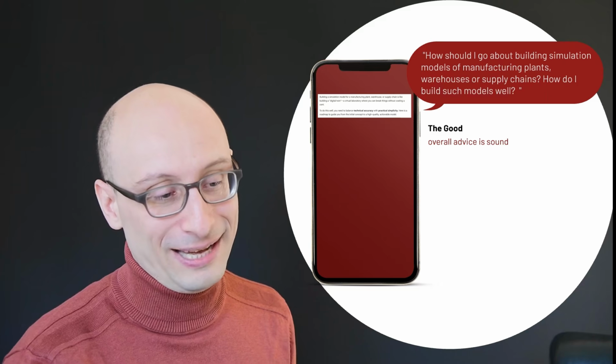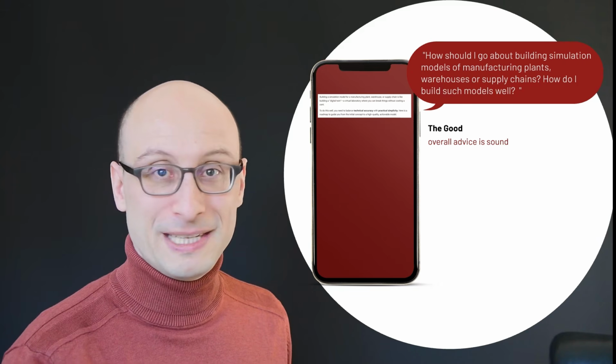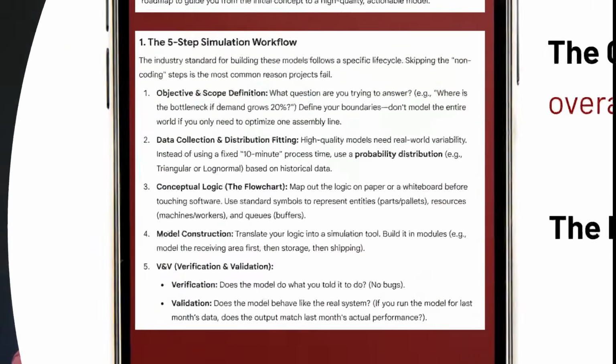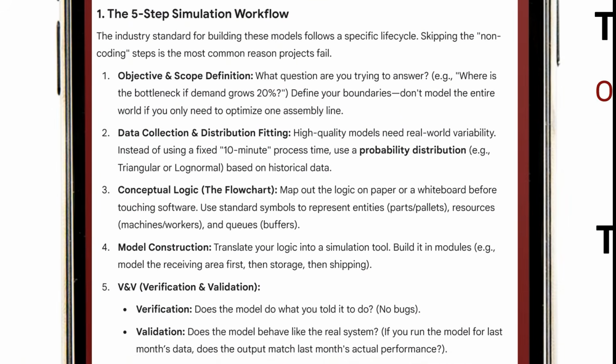It's okay. You need to balance detail with speed, but it gets worse as usual. And now it comes up with a 5-step simulation workflow. And the first step, yeah, is okay. You do start with objectives and scope definition mostly, but again, not always.